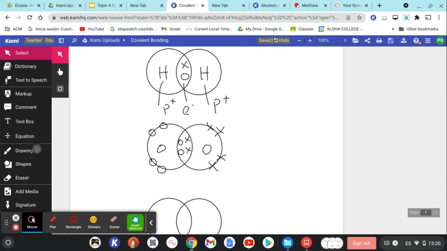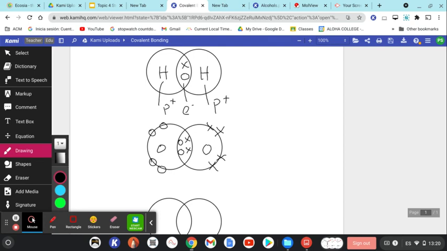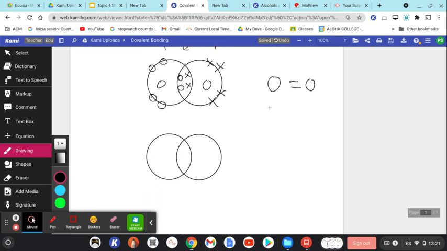There's another way to draw these types of diagrams by just using a line. For example, in the first one, hydrogen, you can just draw a line connecting the two hydrogen atoms. One line means there's 2 electrons. For oxygen, you draw 2 lines because they're sharing 4 electrons, or 2 pairs of electrons. Now let's look at one more example.